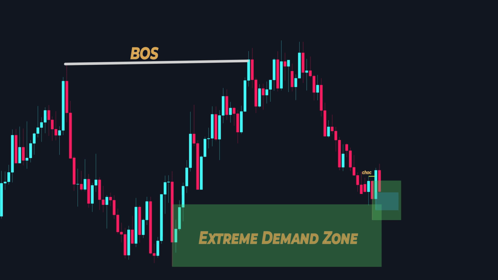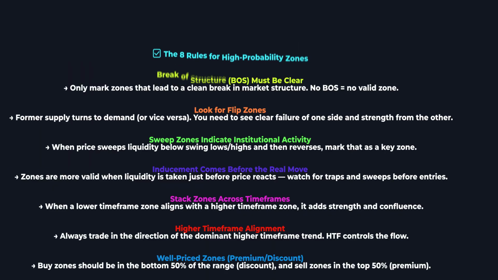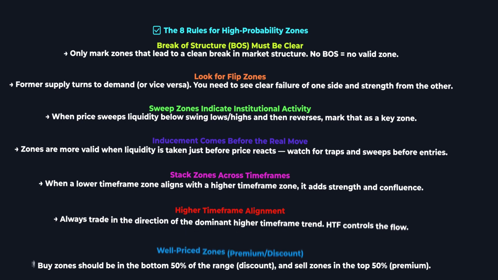The higher time frame demand zone literally contains the lower time frame one, and this alignment between time frames gives us one of the strongest bullish confirmations possible. It shows that both time frames are pointing in the same direction, which significantly increases the probability of a successful trade. Alright, so we've checked off all our confluences.